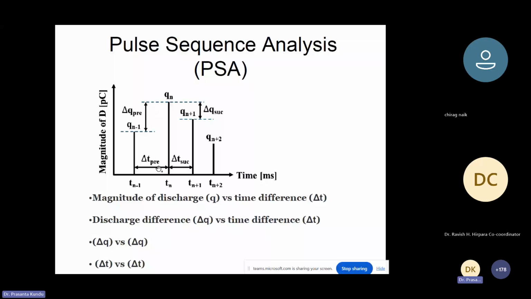Now delta Q means we have the previous differences and successive differences, and you can also have a plot of those. We can also have a plot of the previous time and the successive time. These four plots are used for the pulse sequence analysis for the HVDC cable.